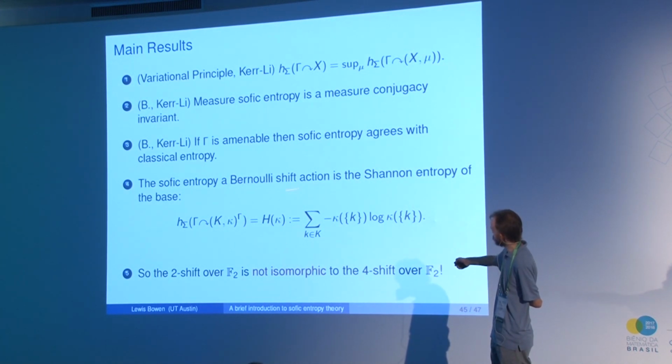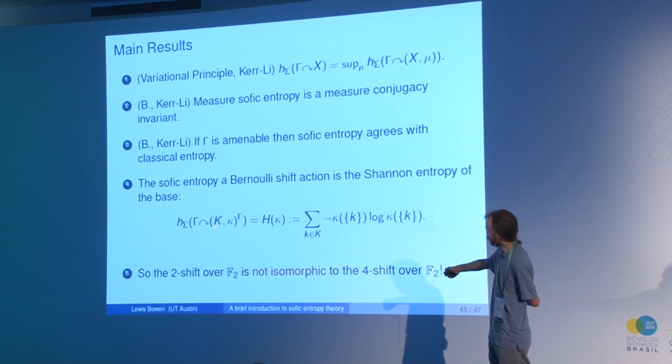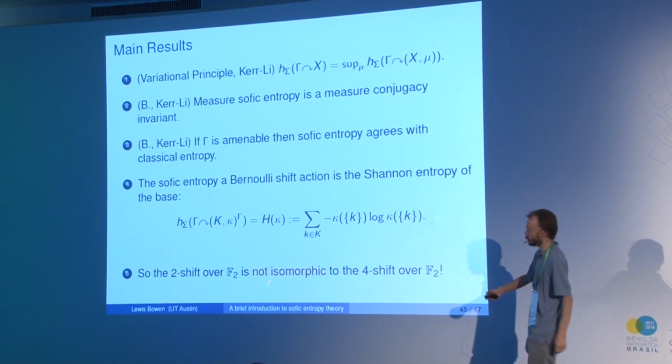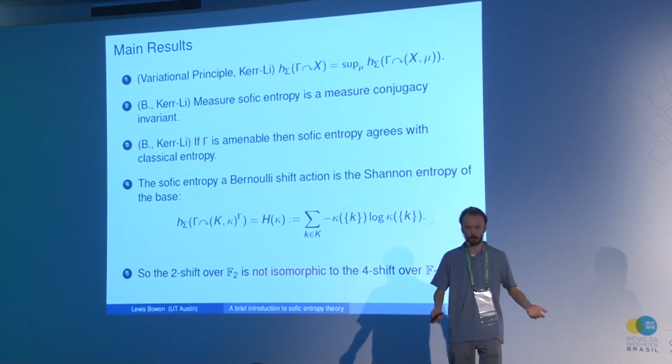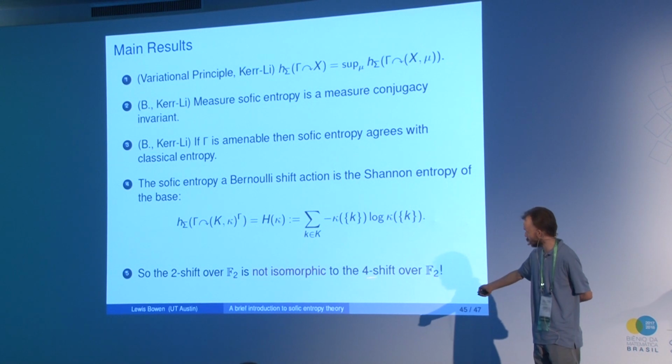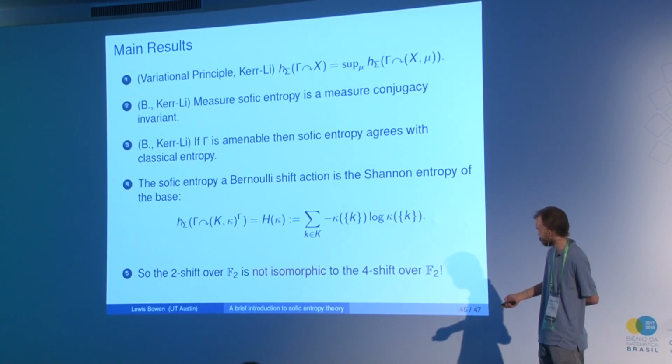For Bernoulli shifts, we can compute the entropy completely. It's the Shannon entropy of the base, given by this formula. So in particular, the 2 shift has entropy log 2, the 4 shift has entropy log 4, just as you might expect. And so this answers the question of Ornstein and Weiss.